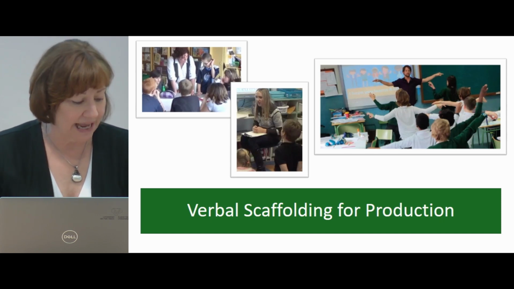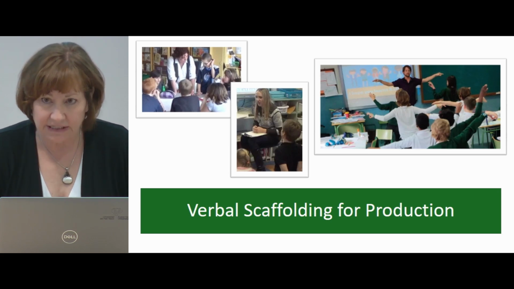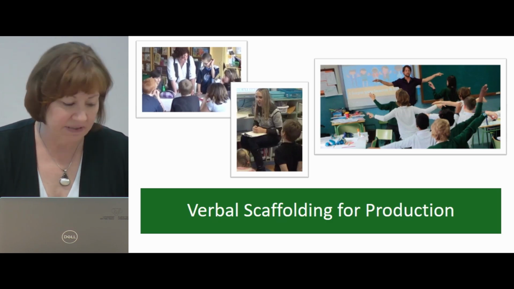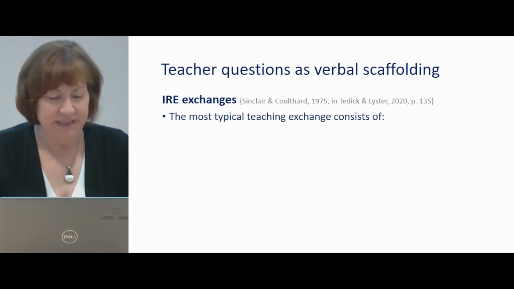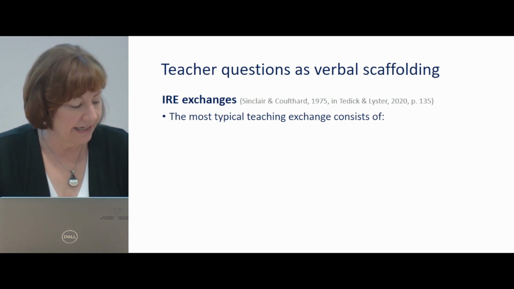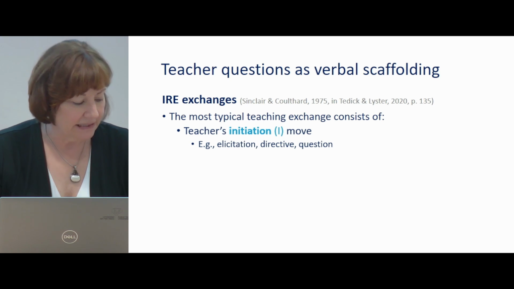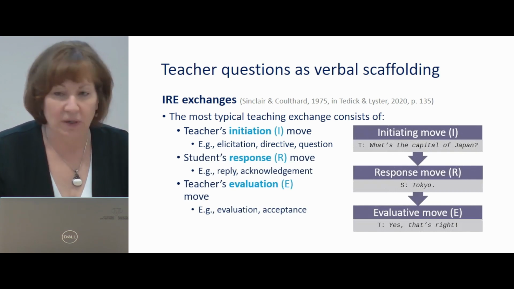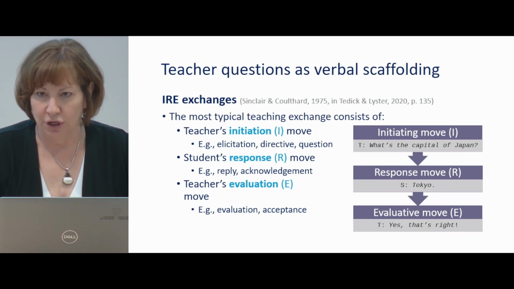So to reiterate, verbal scaffolding for production aims to promote learning and facilitate production in the context of student-teacher interaction. So different corrective feedback types, different types of questions, and so on. In their seminal study of classroom discourse, Sinclair and Coulthard identified the typical teaching exchange as consisting of 3 moves: the teacher initiation, the student response, and a teacher evaluation. So for example, the teacher asks, "What's the capital of Japan?" Typical display question. Student responds, "Tokyo."